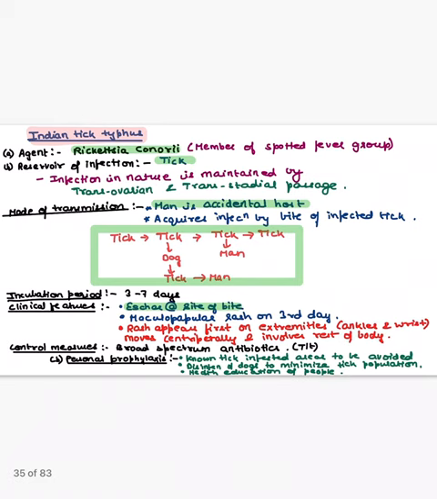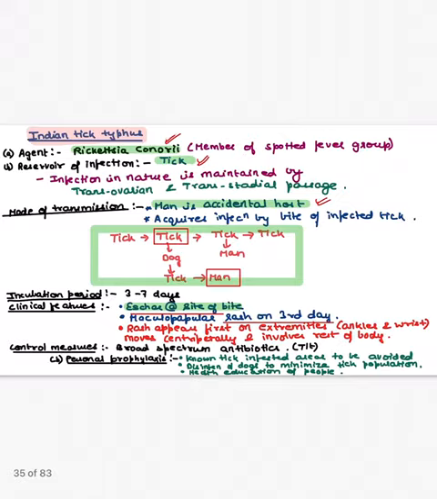Now Indian tick typhus, what is important, guys? It is just this Rickettsia conorii, which we have already done. This is due to a tick, we have already done. Man is the accidental host, guys. You can find the tick here. There is an eschar at the site of the bite, and a maculopapular rash on the third day. This is not so important, guys.